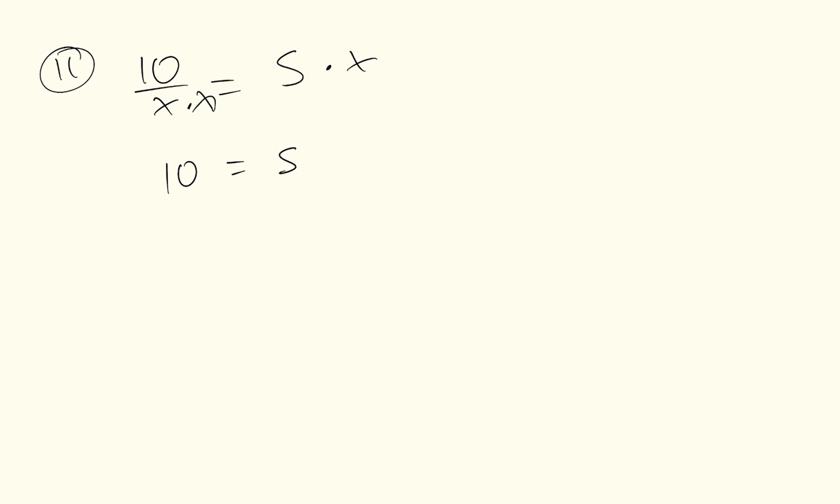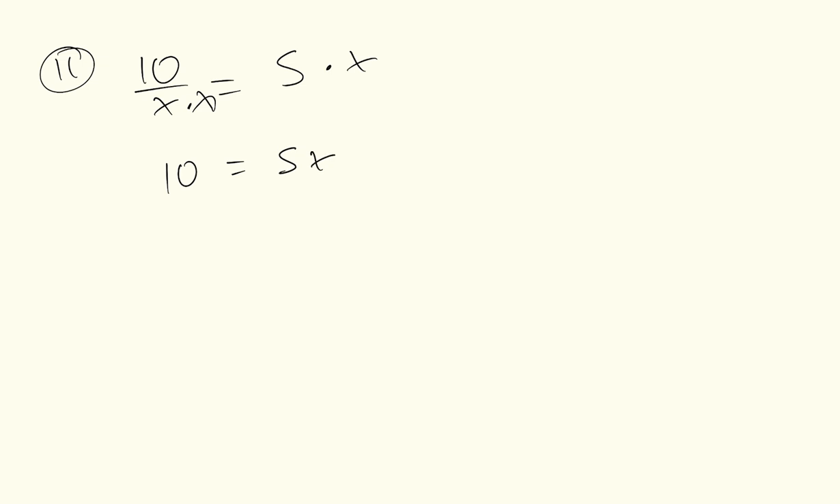Let's try one last example. Let's go 10 over x is equal to 5. Now here, what we're doing is we want to get the x to where the 5 is and the 5 to where the x is. So we multiply x here, we multiply x here, and we're left with 10 is equal to 5x.